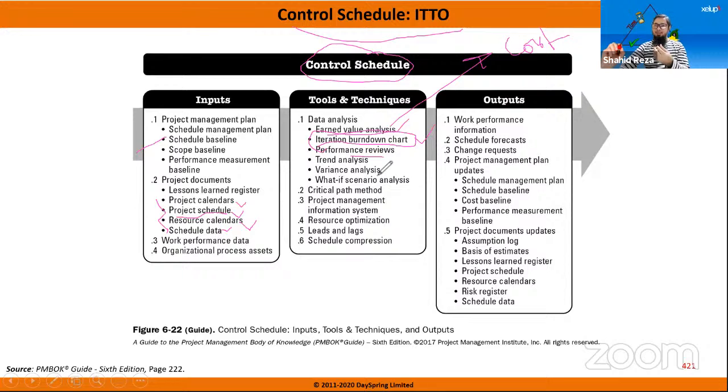Then trend analysis. What is the trend? Is performance up, stable, or going downward? Using trend analysis you can find that out. And variance analysis. Is there any variance against your schedule baseline? You need to find out, and always control your schedule. If you see any variances happening, you have to take proactive actions so that you can reduce that variance.